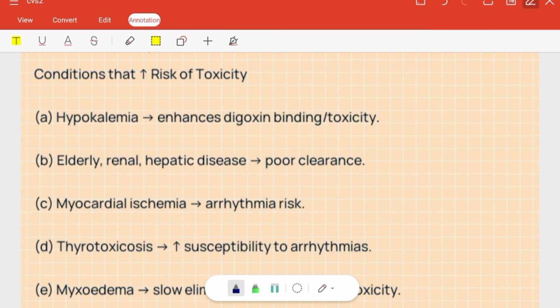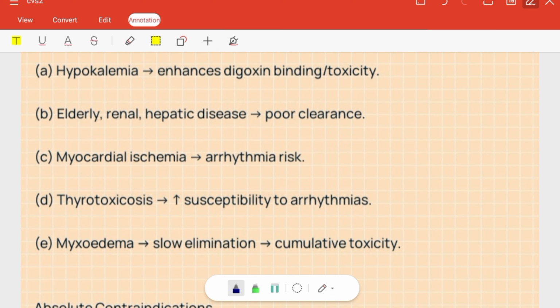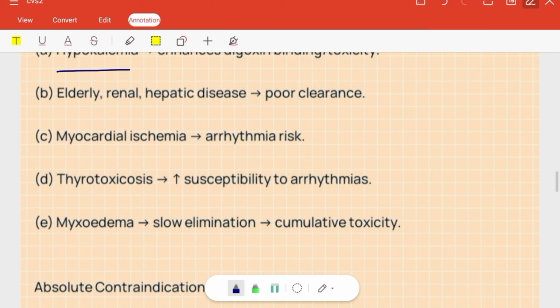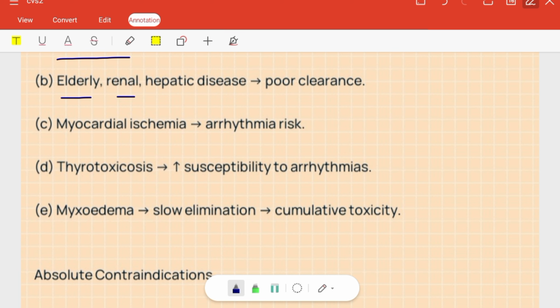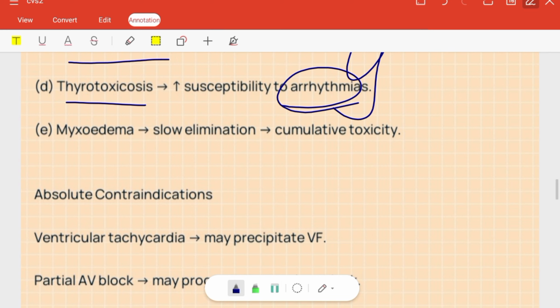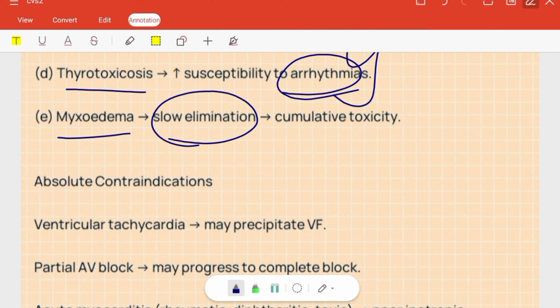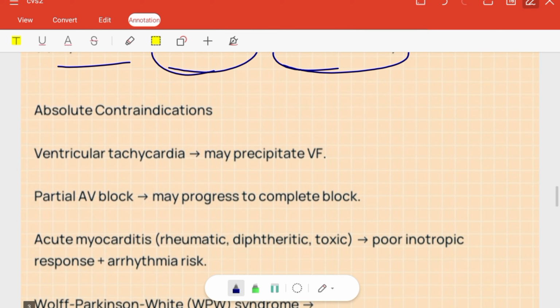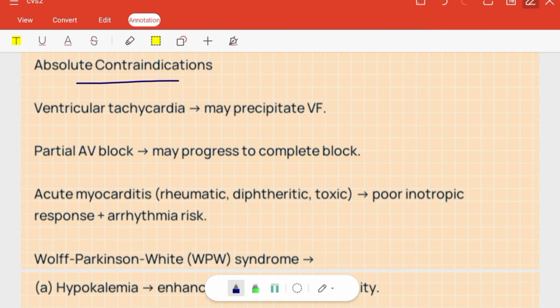So we'll see the patients with high risk of toxicity. First is the hypokalemia patient. We already saw when there is decreased potassium, the ability of the digoxin binding is more. And elderly patients and the patients with renal and hepatic disease, because it causes poor clearance. Next is myocardial ischemia and thyrotoxicosis, which have the risk of arrhythmias. And in myxedema, there is slow elimination of the digoxin, so that causes accumulation of digoxin, which leads to the toxicity.